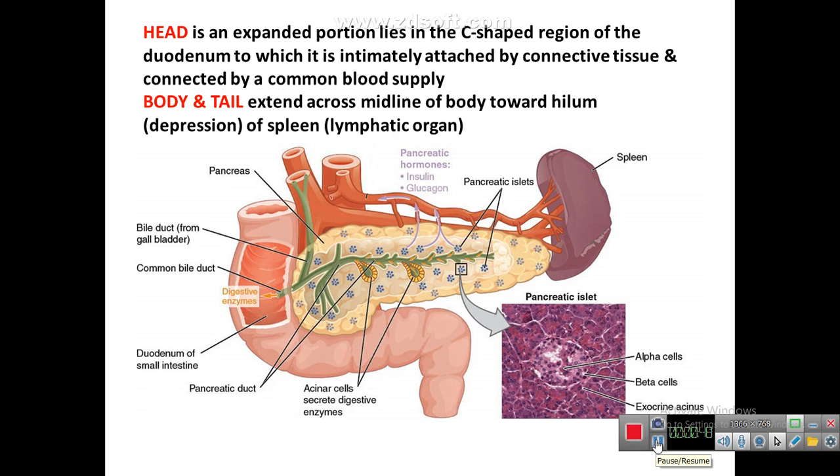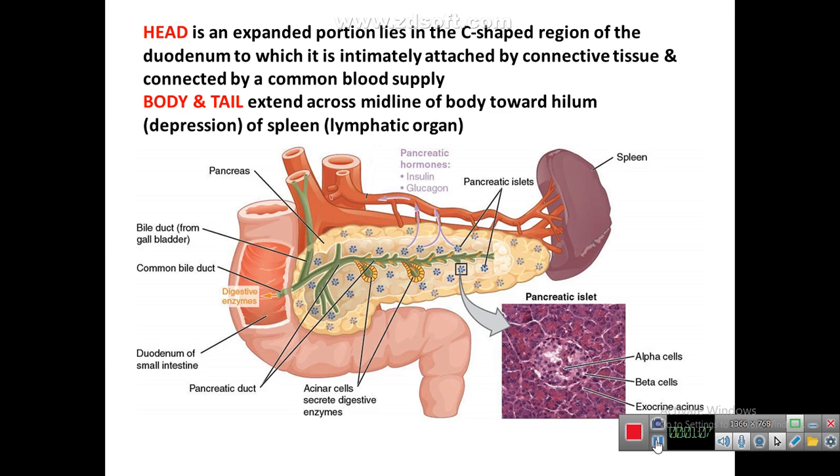Head is an expanded portion, lies in the C-shaped region of the duodenum, to which it is intimately or closely attached by means of connective tissues. Both the pancreas and duodenum are connected by a common blood supply.